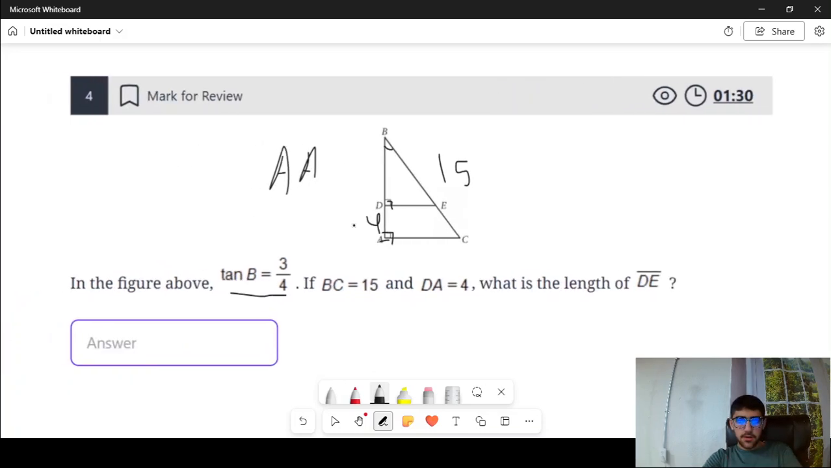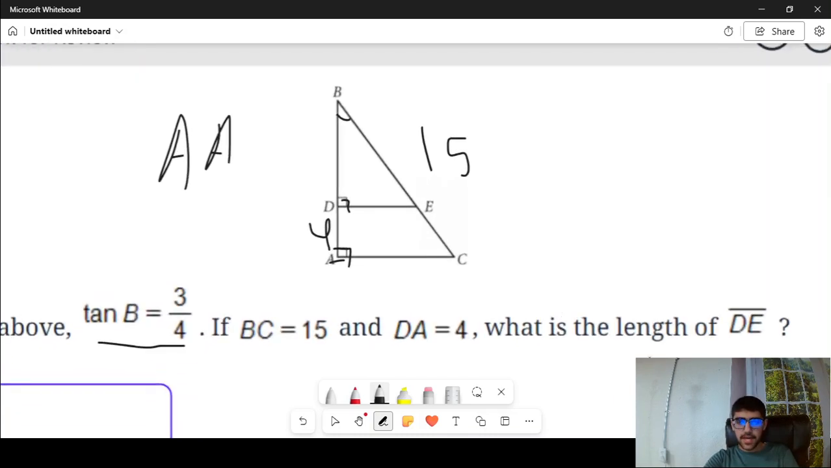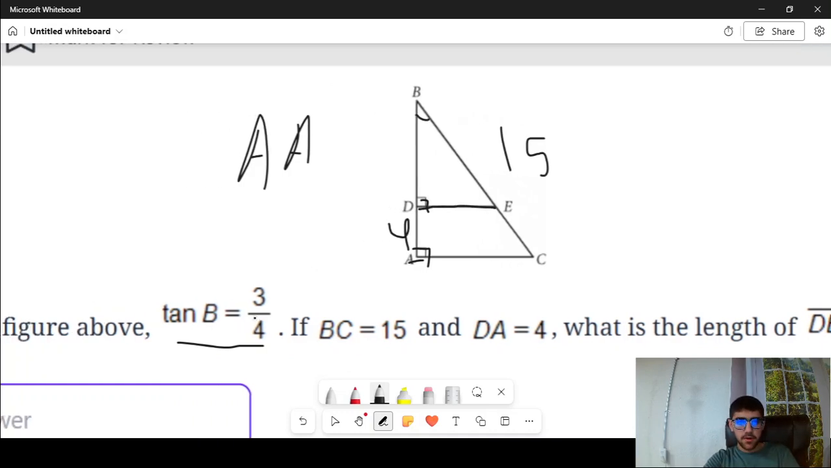So, continuing where we were, now we have to solve for the length of DE. So we have to use what we know. If tan B is equal to 3 over 4, what is tan? Tan is adjacent over hypotenuse.